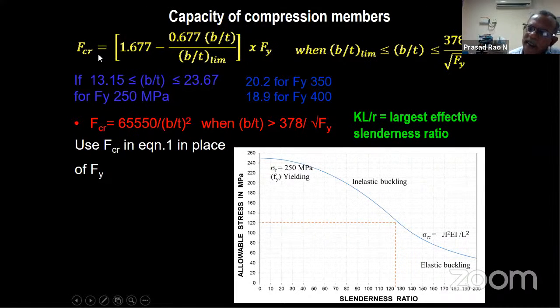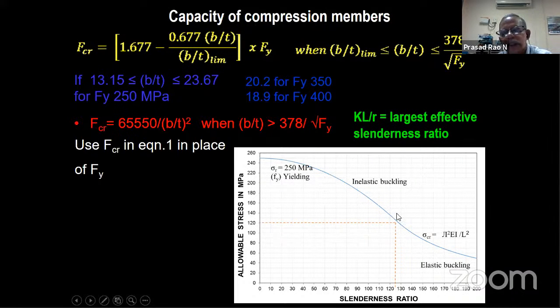That means my Fi itself I am reducing in order to account for local plate buckling effects. Beyond that, even further, if it is not satisfying, then it is going maximum. It is 23.67. Then we have to use this formula. FCR is 65,550 into B by T square. So B by T only will govern. That is, plate buckling only governs. So FCR, critical stress, we have to use this one only.